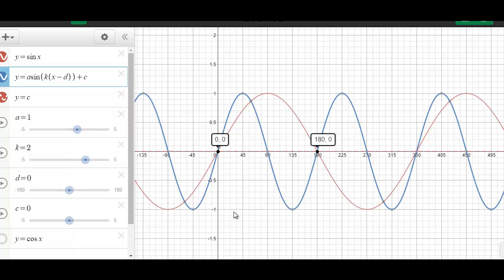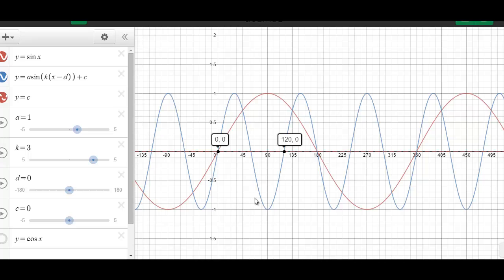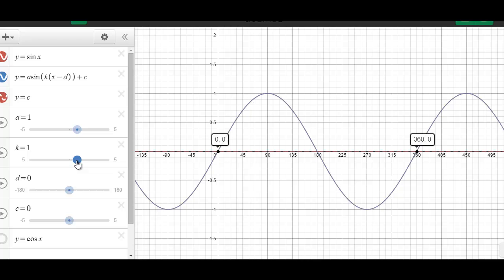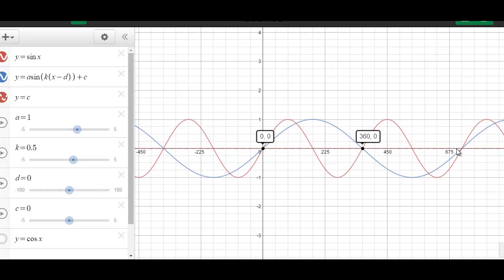This will always work. If we adjust our k value to be 3, well, that means that our period should now last 360 divided by 3, which is 120 degrees. It works the other way as well. If our k value is 1/2, and I zoom out, we'll see that our period length should be 360 divided by 1/2, which is the same thing as multiplying by 2, or 720 degrees. The 360 now only marks 1/2 of the cycle.